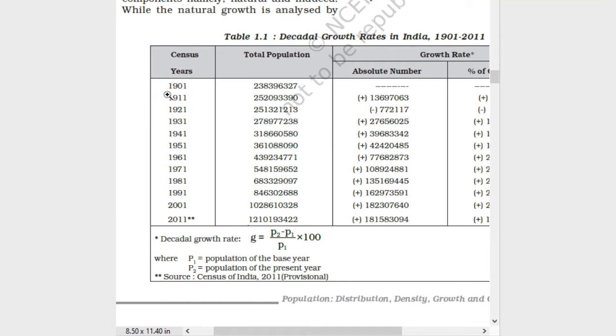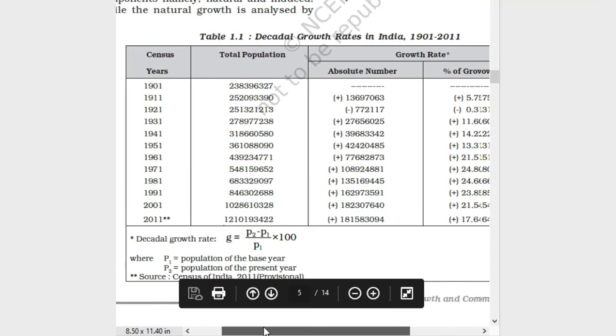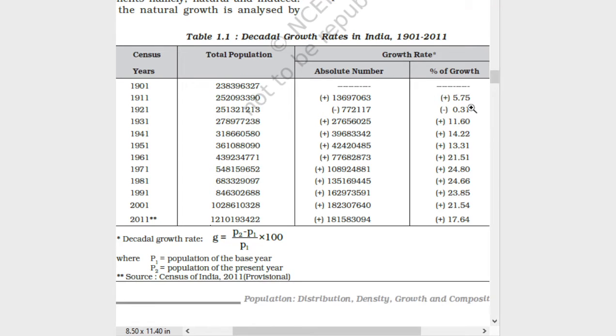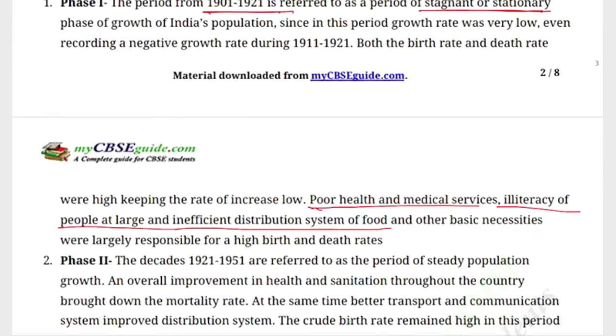Here you are able to see that in 1901 to 1911, the growth rate was 5.75 plus, but from 1911 to 1921 it was in the minus 301, and there were many factors behind this, meaning the rate of growth was in the minus.